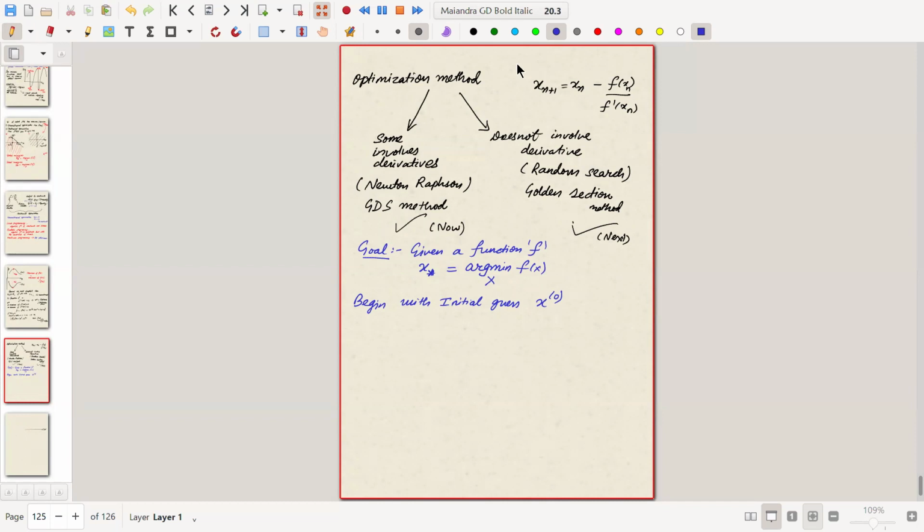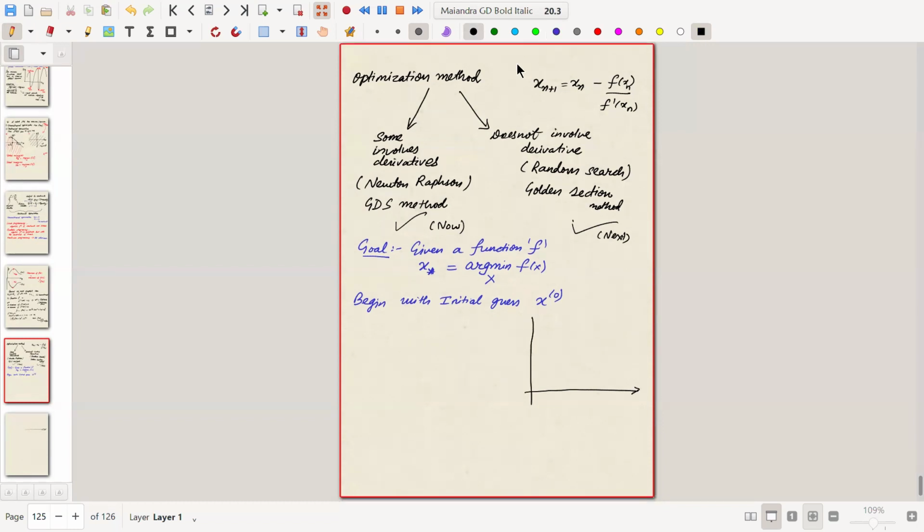In order to motivate this better, I will give an example via a graph. Suppose this is your function f of x, and we are trying to minimize it. Suppose you visually already know that this is your minimum, and suppose you took an initial guess lying somewhere here, x of 0. Then what shall be your next guess? How will it be decided? Which direction should it go?